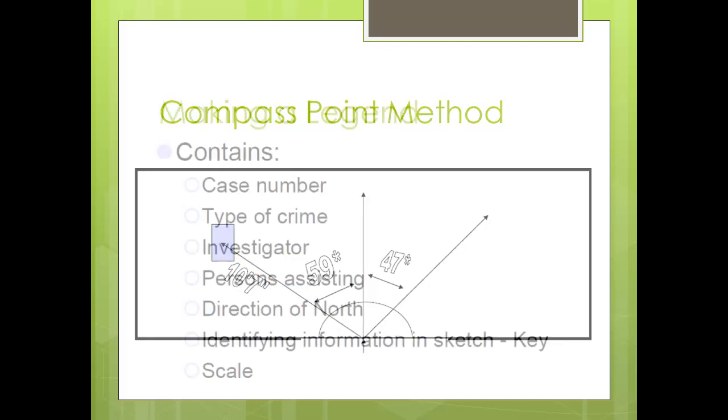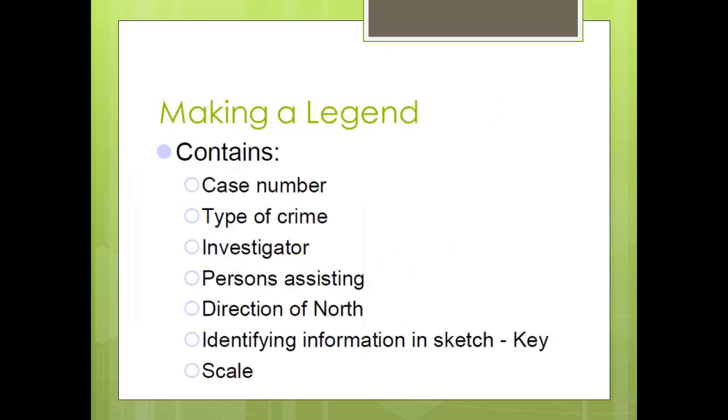The final step in the creation of a crime scene sketch or diagram is to include the necessary information to identify and label the documentation. This will include the type of crime, the official case number assigned by the investigating agency, the investigator or sketch artist's name, the names of any persons who may be assisting, the orientation of where north is on the sketch, all identifying information in the sketch that are items such as evidence or non-evidence items, and the scale of the drawing.